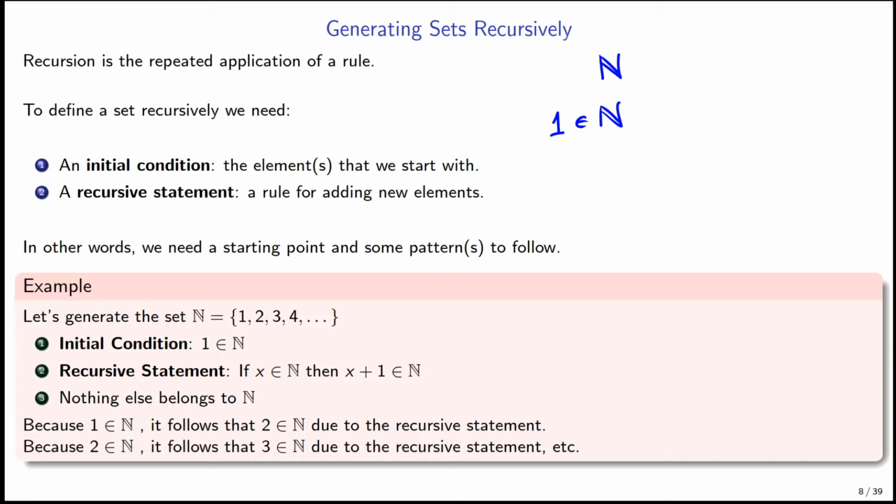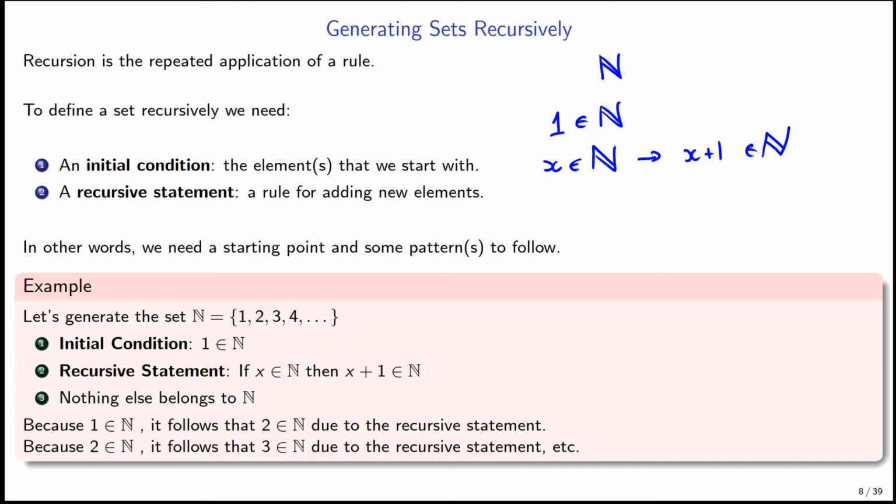Now, we need a rule. And what the rule is going to do is say, based on what we have in our set already, we can add something new to it. So we're going to use some variables for this. Our variable is going to say that if we have some number x, so this is just a variable, if x is in our set of natural numbers, then we're going to add x plus 1 into our set of natural numbers.